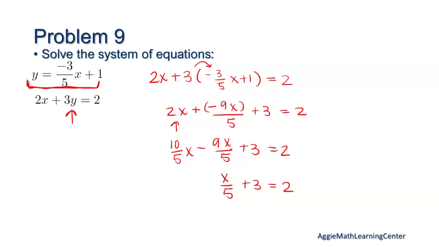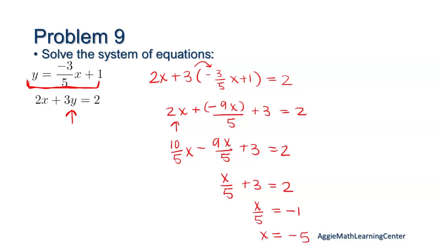I could have subtracted that 3 over right at the beginning, but you can do this in whatever order you want. So I'm going to subtract that over now. So I'm going to have x over 5 equals -1. And then x equals -5 when I multiply that 5 over.